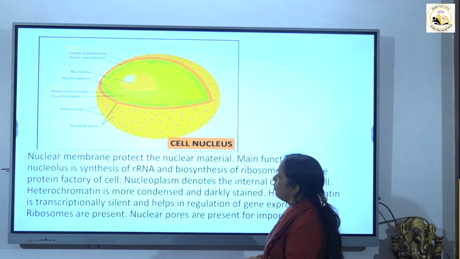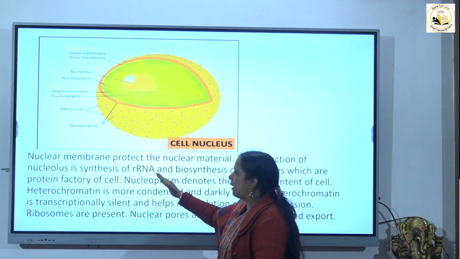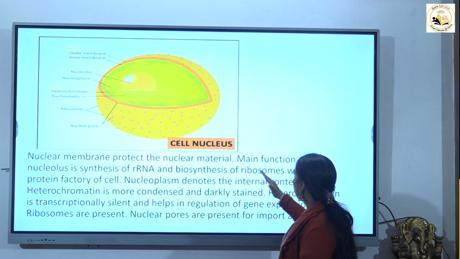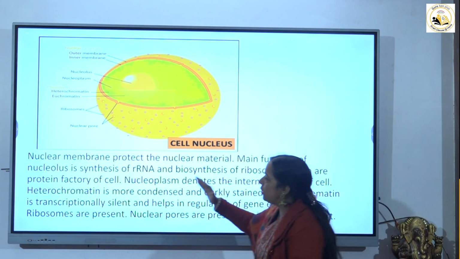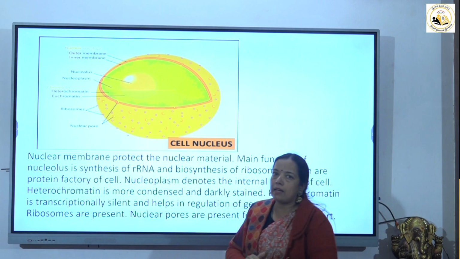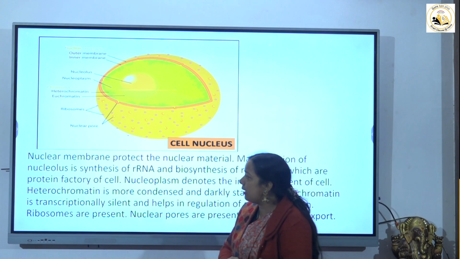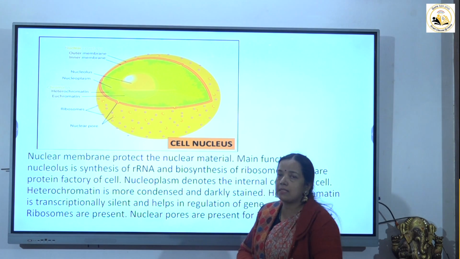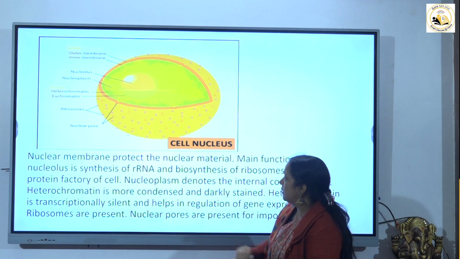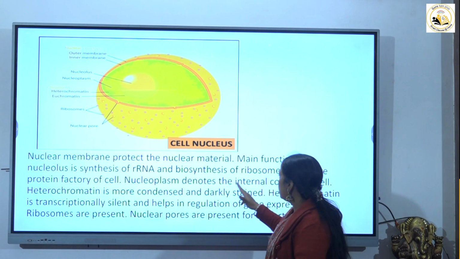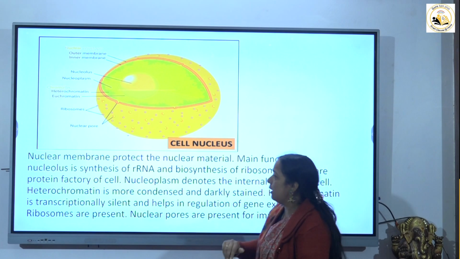The main function of the nucleolus is to synthesize rRNA and the biosynthesis of ribosomes, which are the protein factory of the cell. The rRNA is the main component of the ribosomes. This rRNA is synthesized inside the nucleus. And nucleoplasm denotes the internal content of the nucleus.